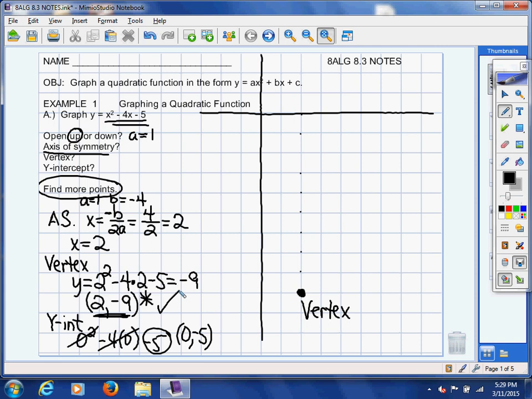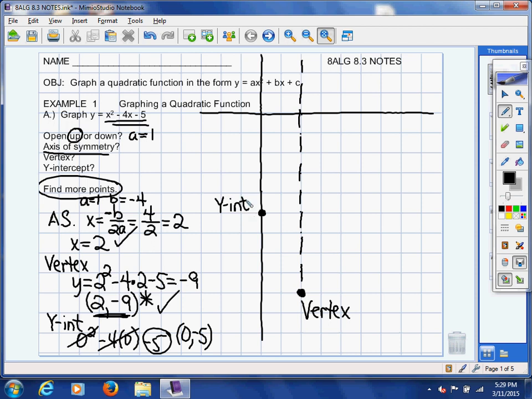I do want to draw a vertical dashed line that's identifying the very center of my graph. So there's my axis of symmetry there. That's the very center of the graph. Okay, so that's done. I marked that. And then I'm going to also mark my y-intercept, which is 0, negative 5. Beautiful. And that's my y-intercept.